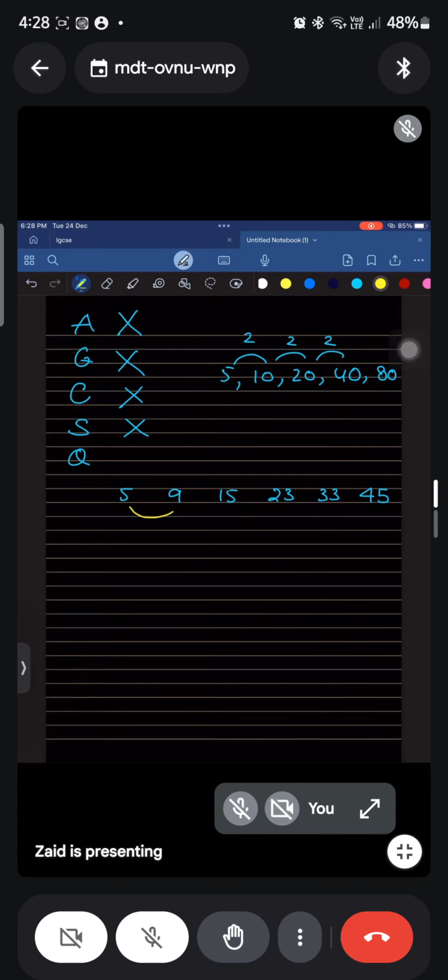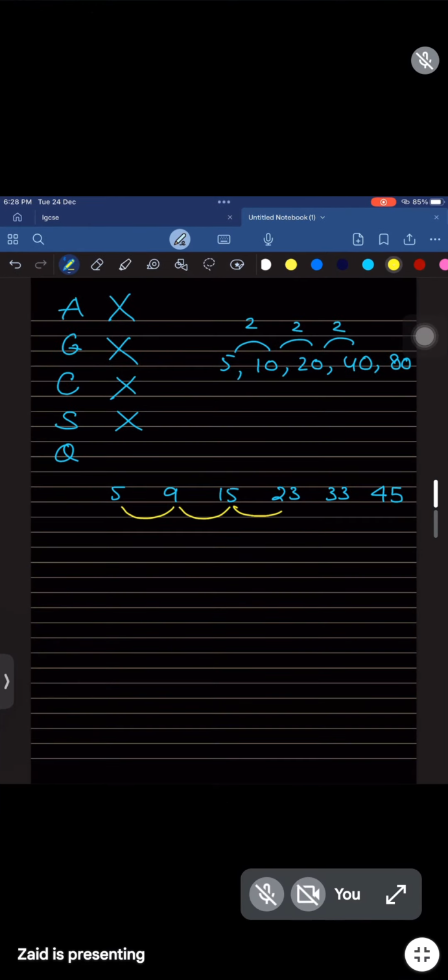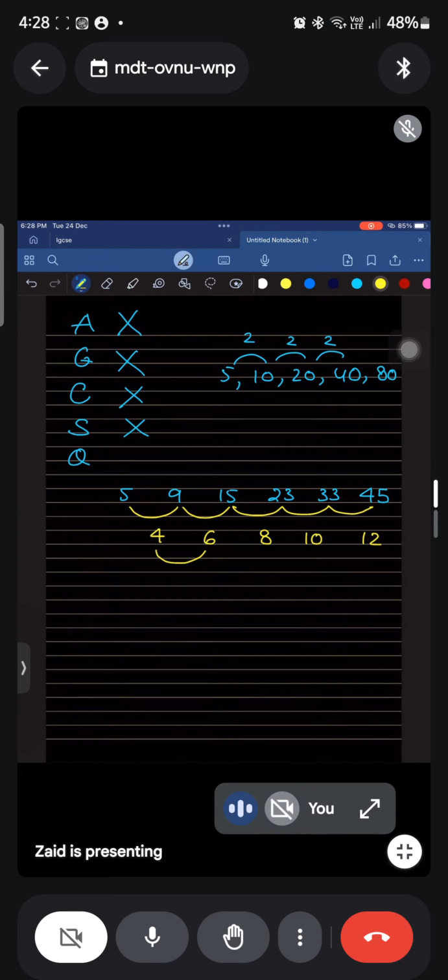We're going to take the difference between consecutive terms. So this gives me 4, 6, 8, 10, and then 12. Then I'm going to take the second difference, and it comes out the same. So if the sequence has a common second difference, then it's called a quadratic sequence.